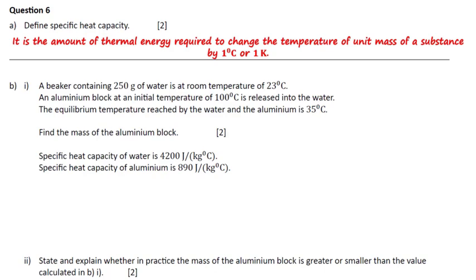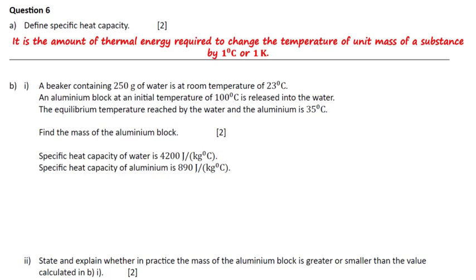A beaker containing 250 grams of water is at room temperature of 23 degrees Celsius. An aluminum block at an initial temperature of 100 degrees Celsius is released into the water. The equilibrium temperature reached by the water and the aluminum is 35 degrees Celsius. Find the mass of the aluminum block.